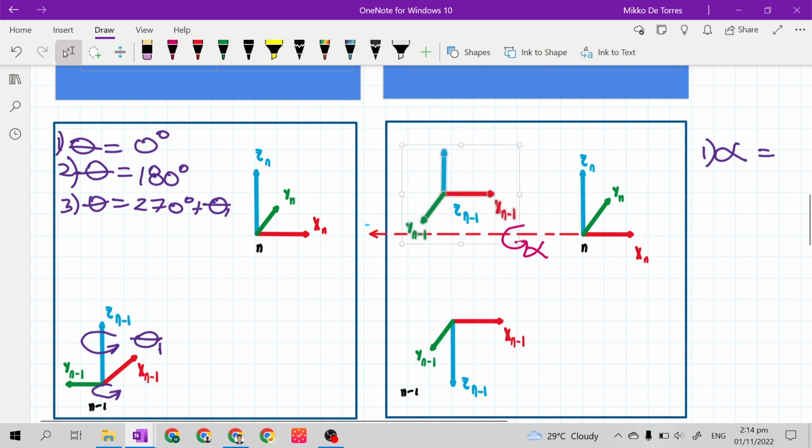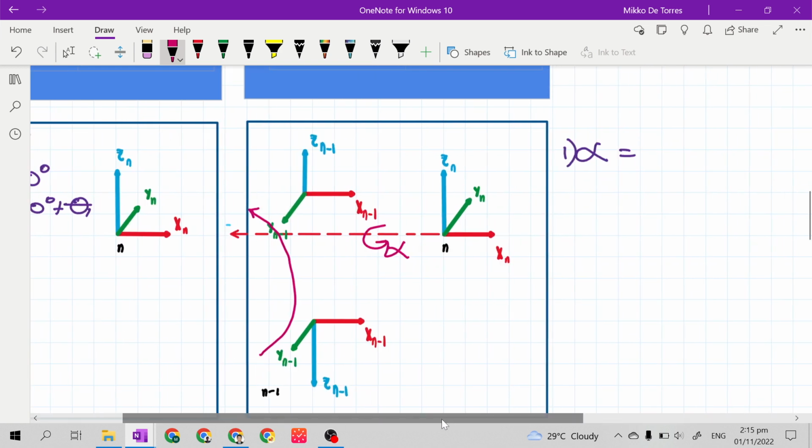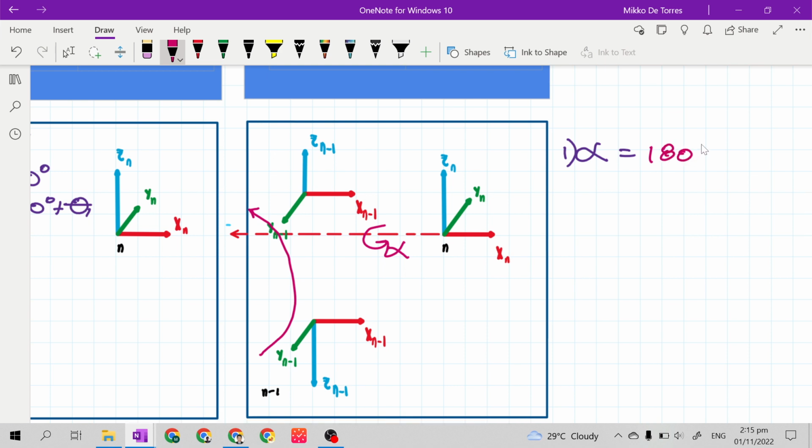So z sub n minus 1 will become like this. Again, the rotation happens at the axis of x sub n. It's like from here it rotates to there. So now z sub n minus 1 has the same direction as z sub n. The amount of rotation is 180 degrees. Again, we are rotating counterclockwise, so this is positive 180 degrees. So that is alpha.